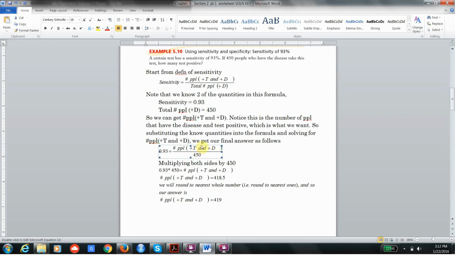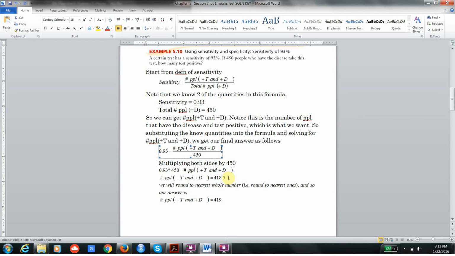And so, plugging these values into this formula, we get this. And I'm going to solve for the number of people that both have the disease and test positive by multiplying by 450 on both sides. Okay. And then since I'm interested in this quantity, I'm going to put it on the left-hand side. And we're going to get an answer of 418.5.